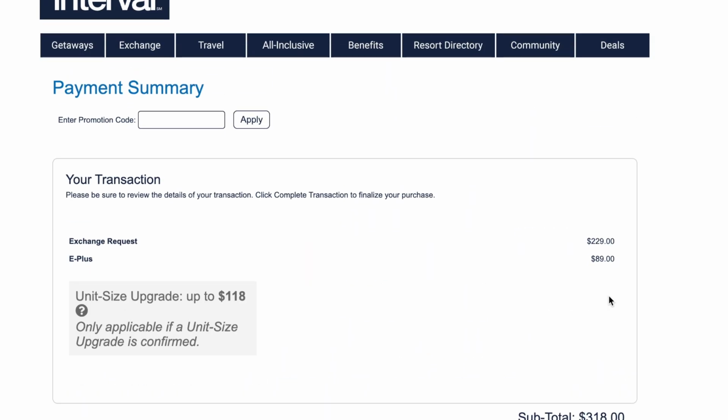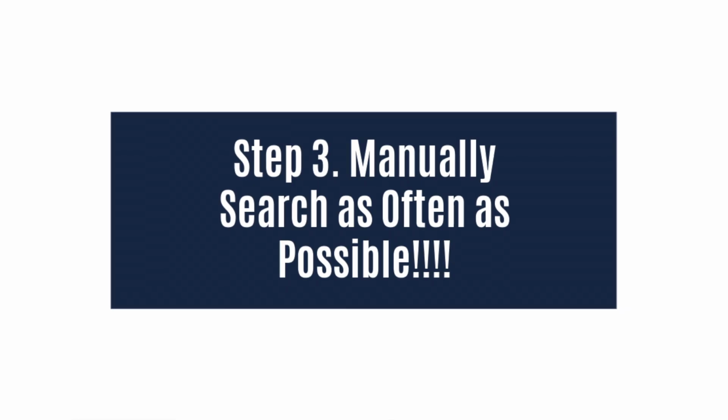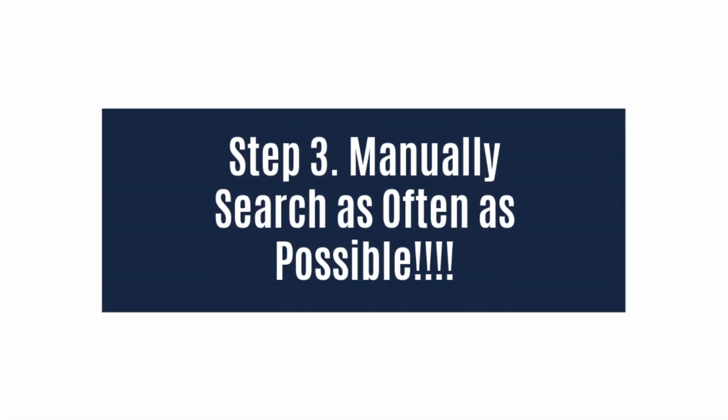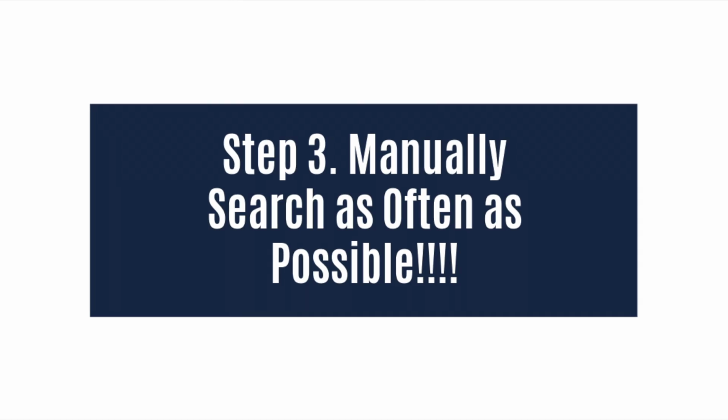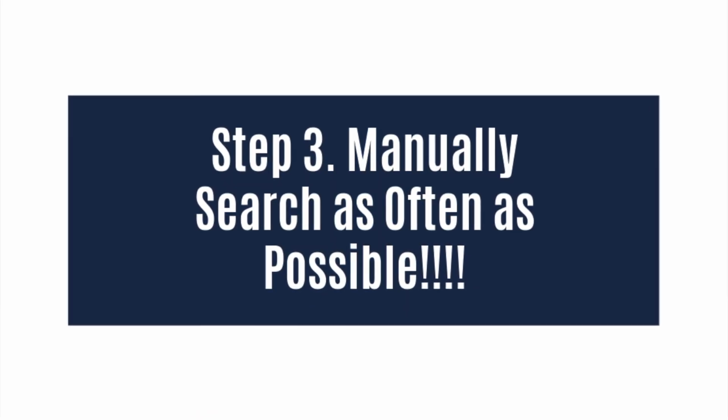So from here, you can completely click out of this. Until you pay the money, this has not happened. So I'm just going to go back here to Interval. Okay, are you still with me? Because we are on to the final step, step number 3. And step number 3 is to search manually as often as possible.